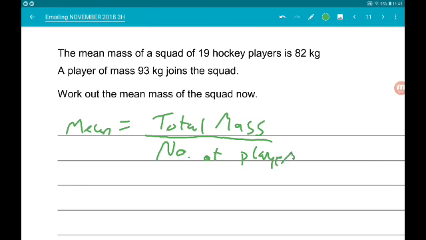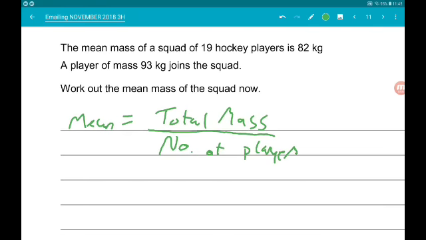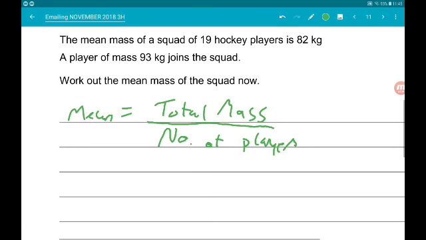So what we can actually do before this new player joins, we can work out the total mass of the squad originally, add on the mass of the new player, and then find the new mean. So we know, to start off with, the mean is 82. So we know that 82 kilograms is equal to the total mass, let's just call it TM, over the number of players in the squad, so 19.